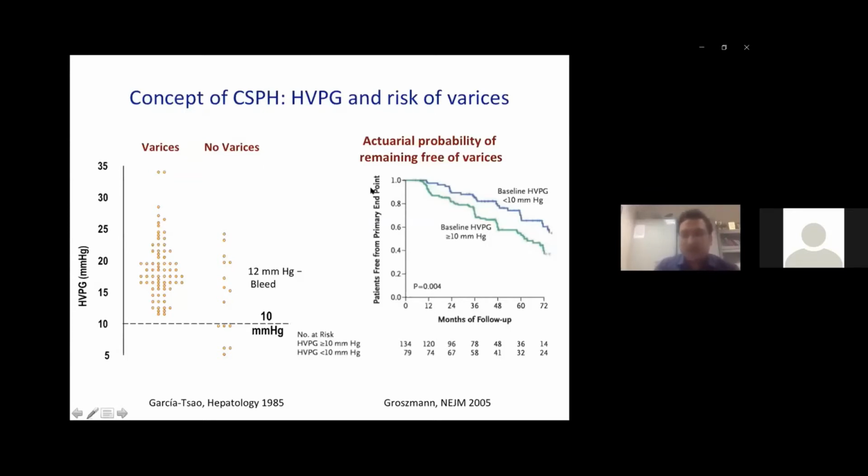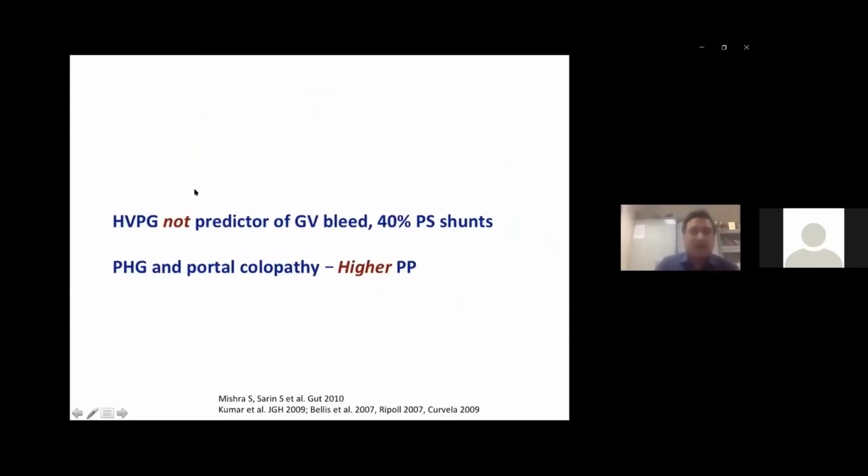You can see here the large prospective randomized study. We can see that those patients who have a baseline HVPG of more than 10 remain at high risk of developing varices or variceal bleed at follow-up of up to more than 5 years. Unlike patients with esophageal varices, in patients with gastric varices the HVPG is not a predictor of gastric variceal bleed, because almost 40% of patients with gastric varices have portosystemic shunts, which tend to reduce the HVPG to the lower side.